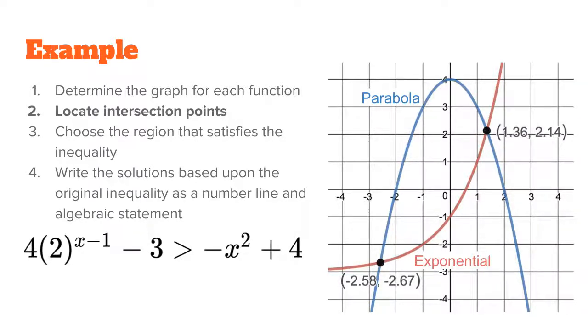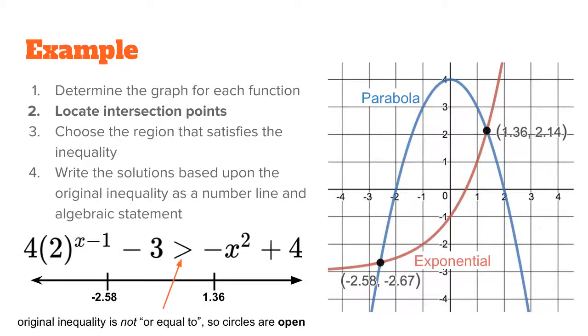1.36, 2.14 for this coordinate up here. Now, to be sure, this inequality only has x values, so I really only care about these x values. This y value is not important, and that y value is not important in our work. It's only an inequality based on x, so we'll only be using those x values. So we make a number line, negative 2.58 goes on it, and 1.36 goes on it.